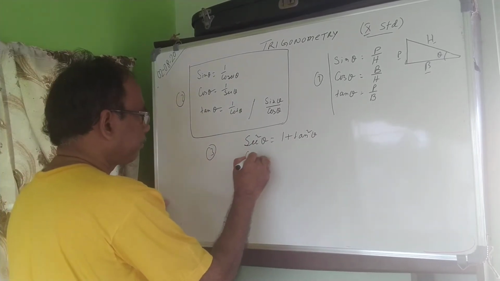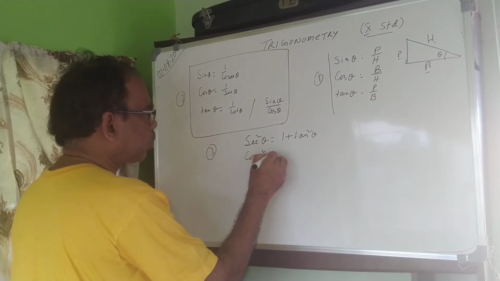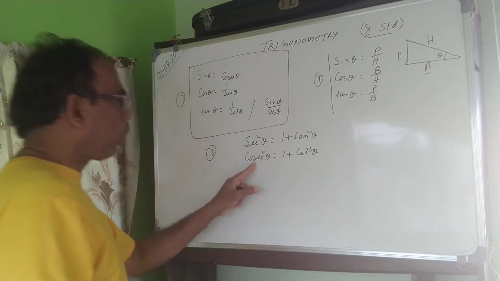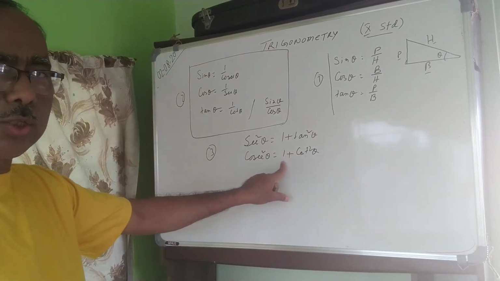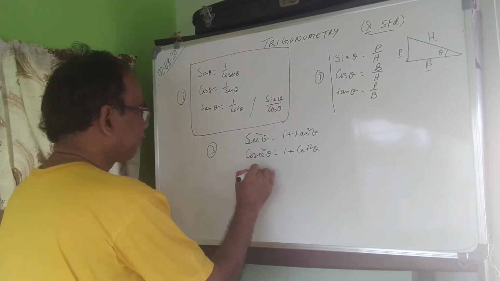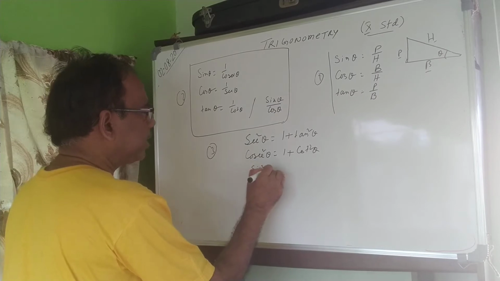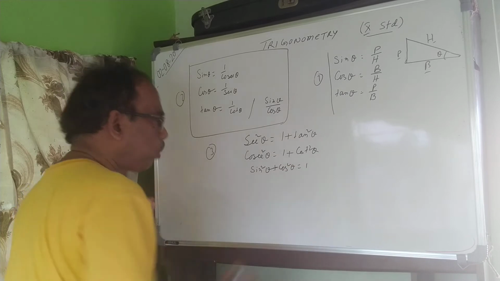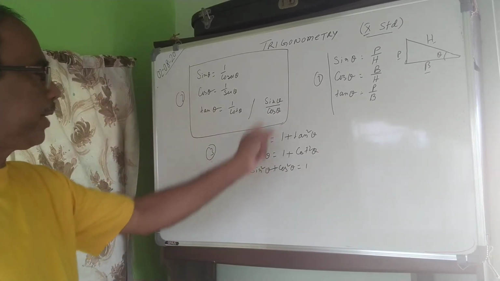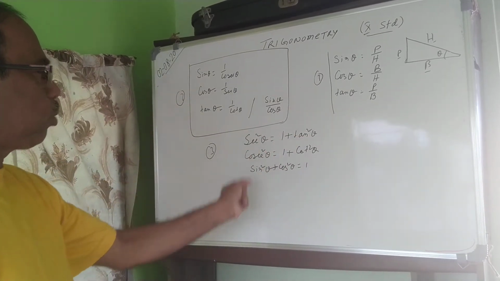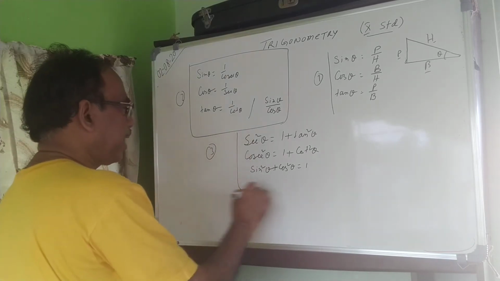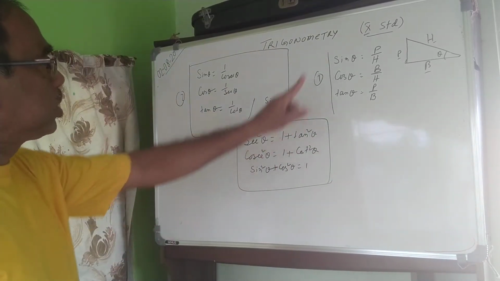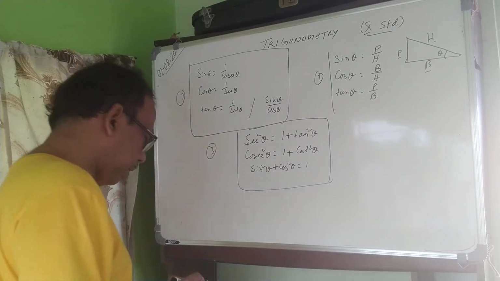Another one, cosec square theta is 1 plus cot square theta, or cosec square theta minus cot square theta is 1, and sin square theta plus cos square theta equals 1. That sin square theta is 1 minus cos square theta, or cos square theta is 1 minus sin square theta. That is another box. Now you have to know these three formulas and please do the sums.